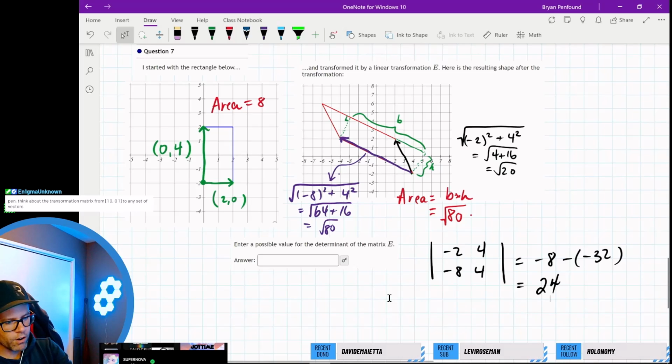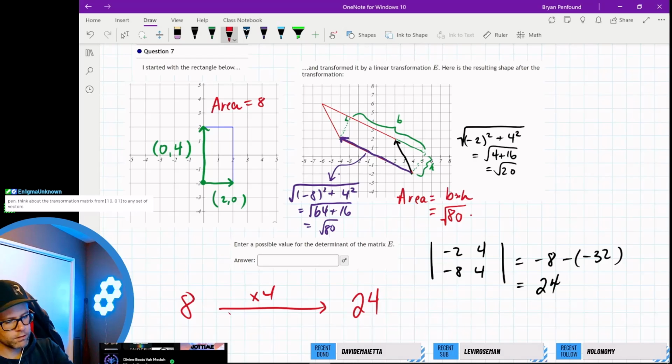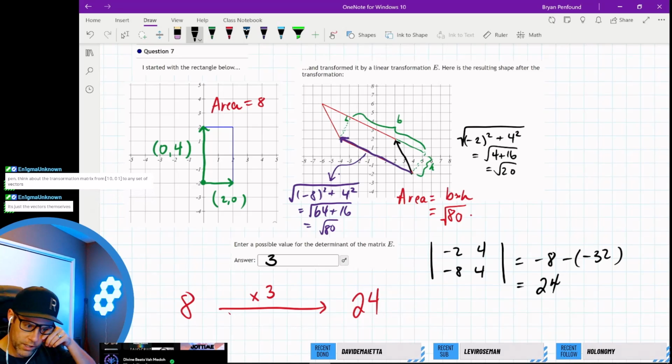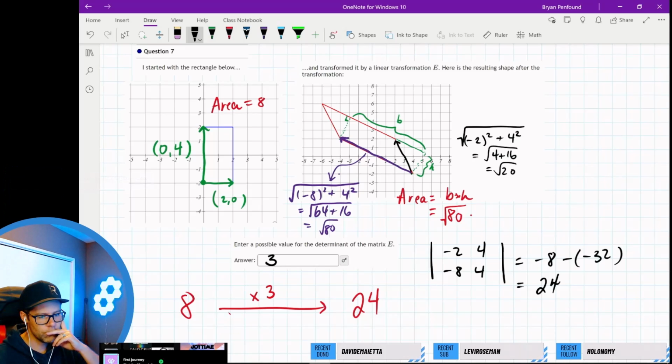So when we go to compare our two areas of 8 and 24, the only way to get from 8 to 24 is to multiply by 3. So the determinant of the linear transformation has to be 3. Okay, so I had totally forgot about that. I had totally forgot that you could create these two vectors, put them into a 2x2 matrix, find the determinant that gives me the area of the parallelogram spanned by the two vectors.